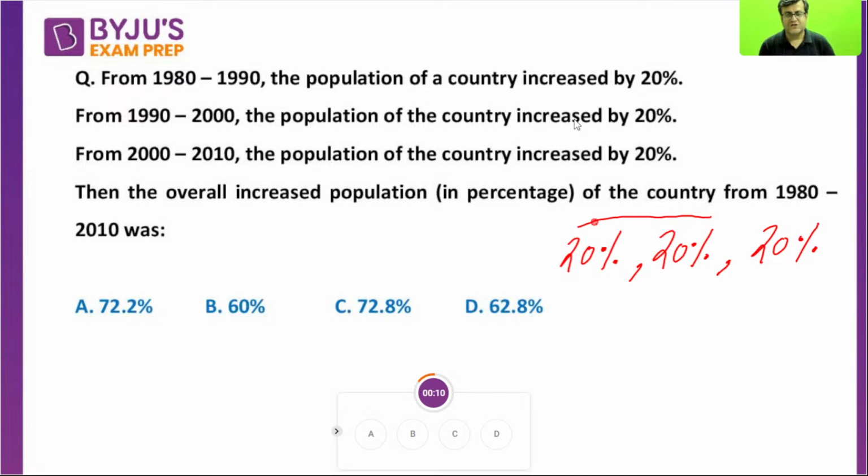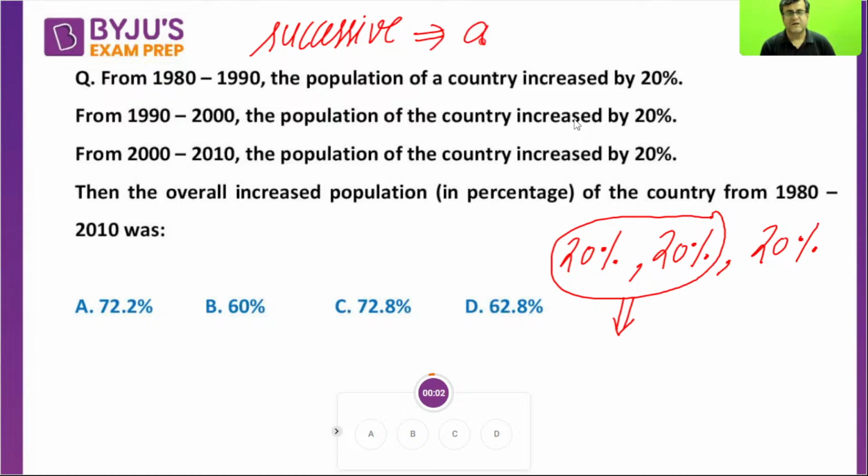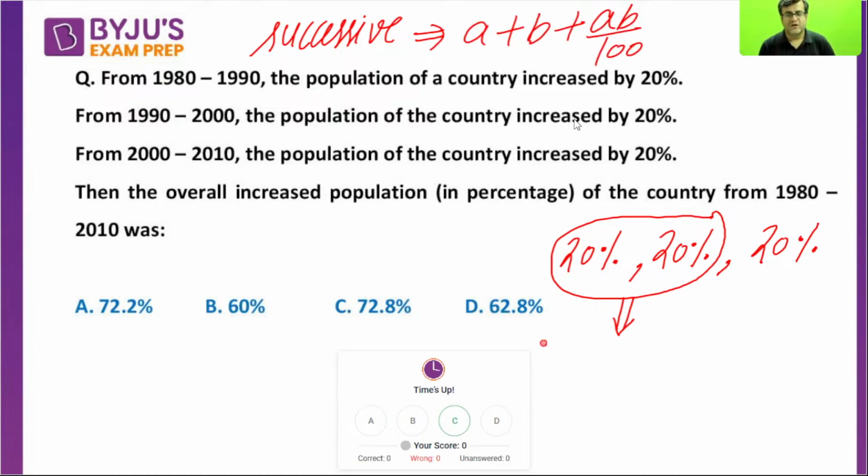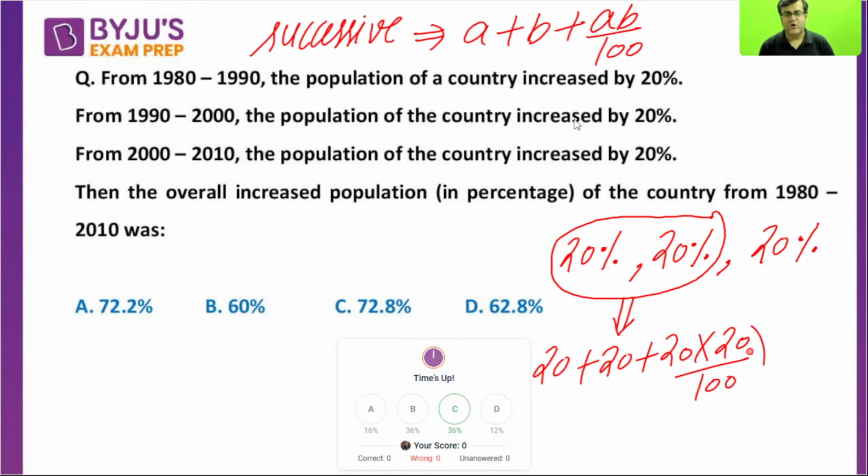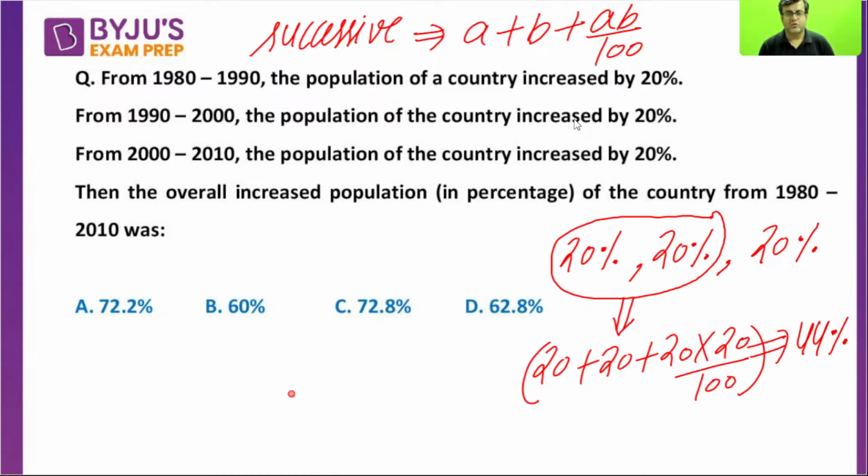So using these two terms, how much percentage change? You can use the successive method, A plus B plus AB by 100. So use these two: 20 plus 20 plus 20 into 20 by 100. So finally I got how much? 20, 20, 40 plus 4, 44%. Is this point clear?